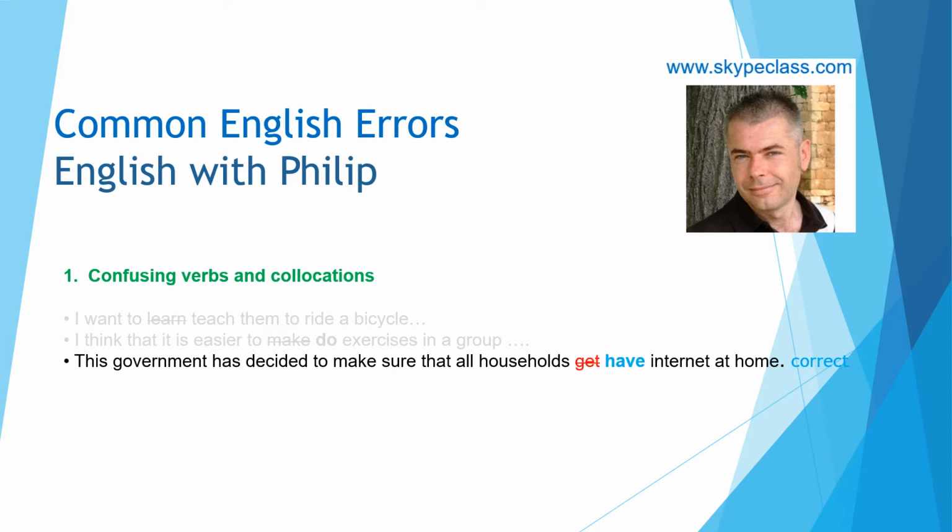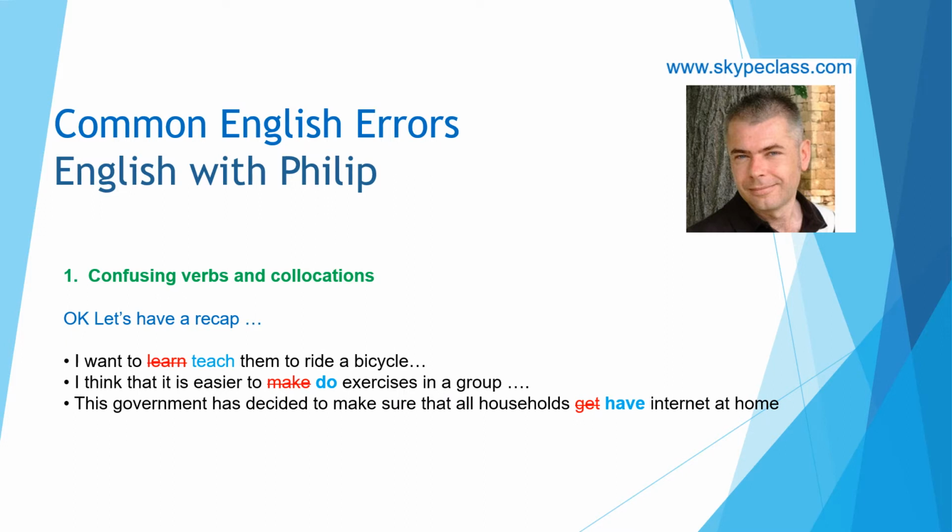This government has decided to make sure that all households have internet at home. This is correct. We have internet rather than get internet. Okay, let's have a recap here. I want to teach them to ride a bicycle. I think that it's easier to do exercises in a group. This government has decided to make sure that all households have internet at home.